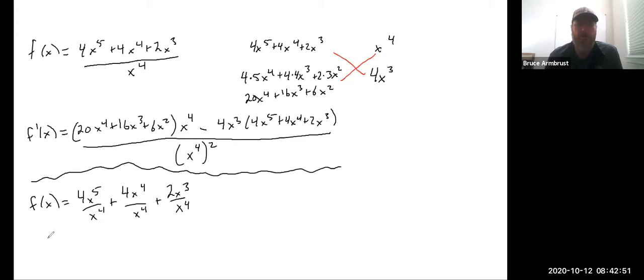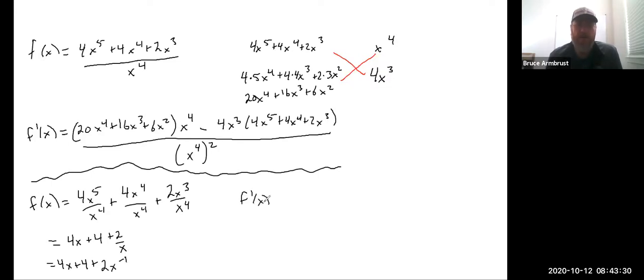And watch what happens. Now this simplifies, right? x to the fifth over x to the fourth is the same as x. That's just 4x. The second one, the x to the fourths cancel, so that's the same as 4. And this one, x cubed over x to the fourth, leaves me an x on the bottom. So the algebraic step brings us to this function. And this one's really easy to differentiate, especially if we recognize that that 2 over x is the same as 2 times x to the minus 1.